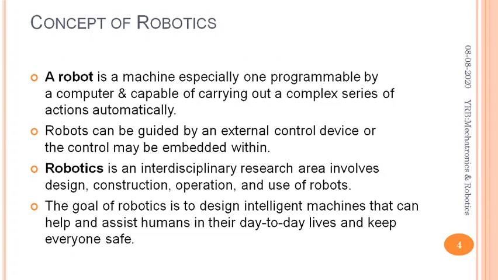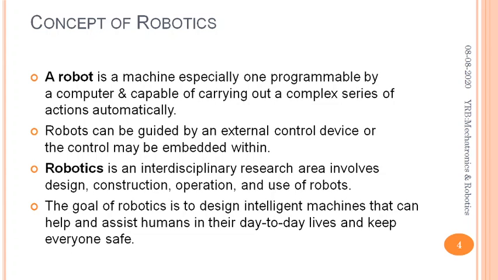As the second part of the title of our paper is robotics, let us have a discussion of robot first. A robot is a machine, especially one programmable by a computer and capable of carrying out a complex series of actions automatically. A very important word in the definition is automatically, automation. During this era of pandemic, now we need automation.